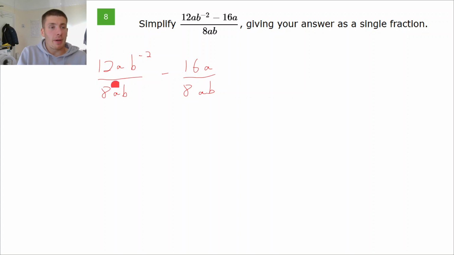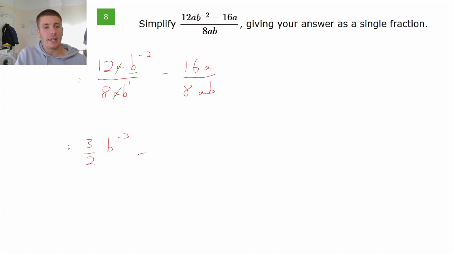Looking at the first part of this, we can look at the number part. What is 12 divided by 8? The same thing as 3 over 2. So we've got 3 over 2. The a's are going to cancel because a divided by a is just 1, so that's going to disappear. We've then got b to the minus 2 divided by b to the 1. Take away the powers. Negative 2 take away 1 is negative 3. So it's going to be b to the power of negative 3.